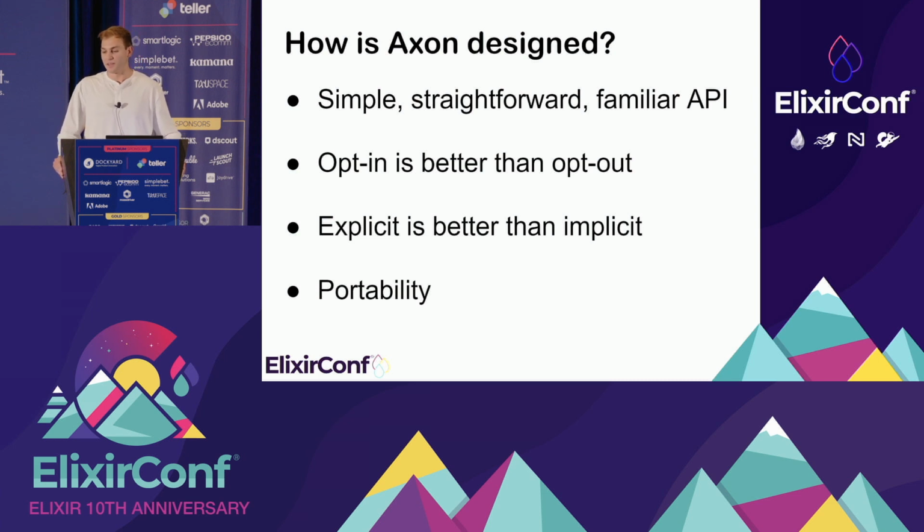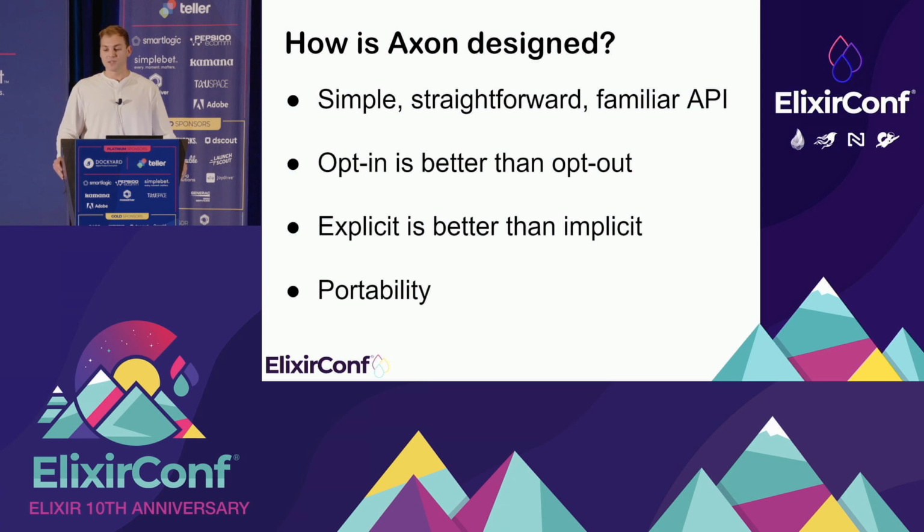The second principle is that opt-in is better than opt-out. And this is really a consequence of how Nx was designed as well. So Axon is really a compartmentalized framework. You don't have to use every single part of Axon if you don't want to. So Axon has a training API, it has an inference API, it has a low-level API. And you can use whatever you want without opting into using everything else.